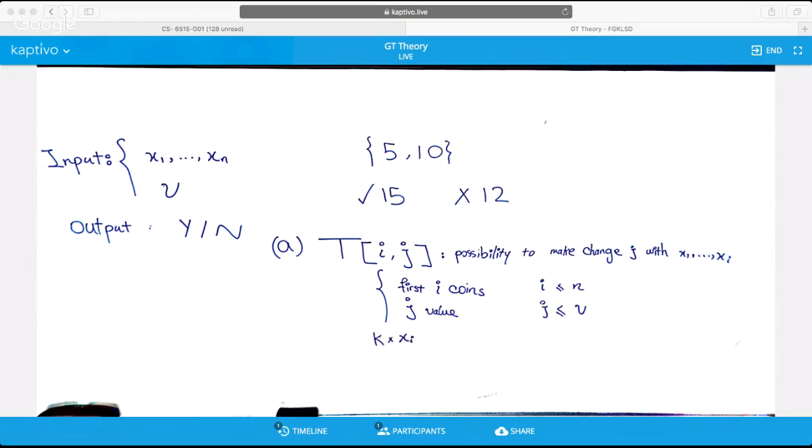So j minus k times xi is the remaining value of the change that is going to be made by other coins, because we assume that we are using the last coin k times. So it is going to be made by coins 1 to i minus 1. But we don't know what k is, and any value of k that doesn't make the second entry of the table negative can be a valid solution. And if the entry of the table in any such position is true, Tij will be true.